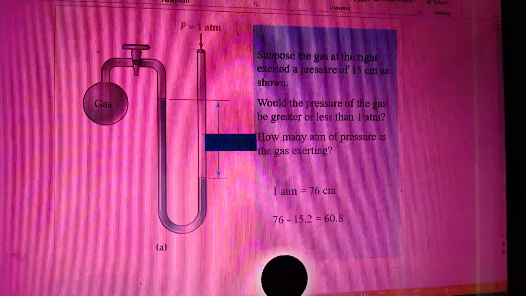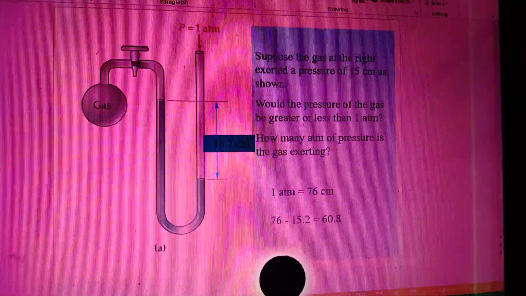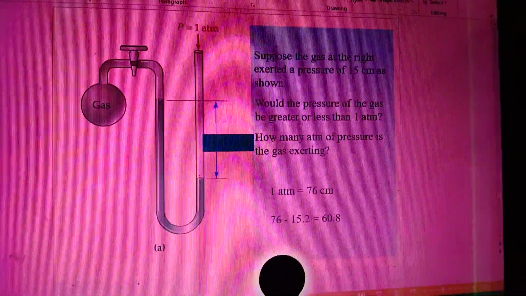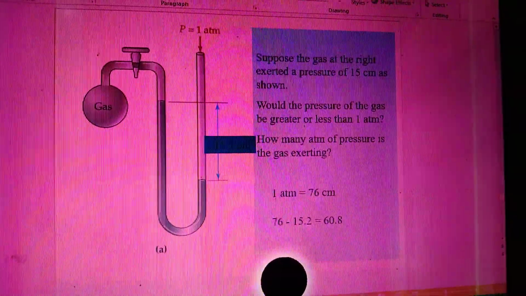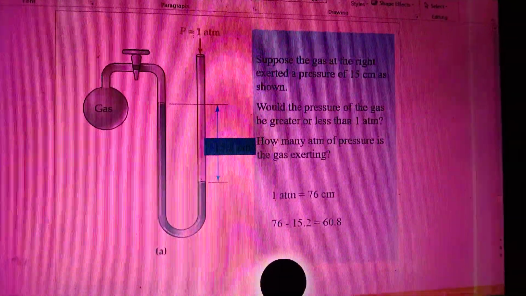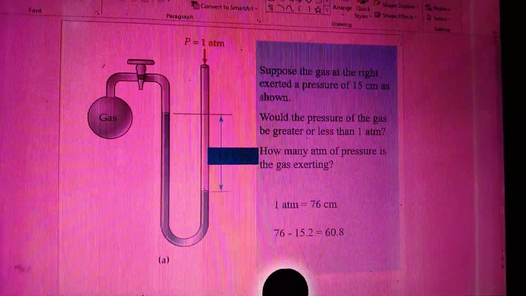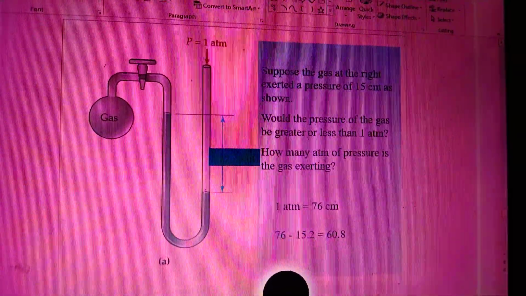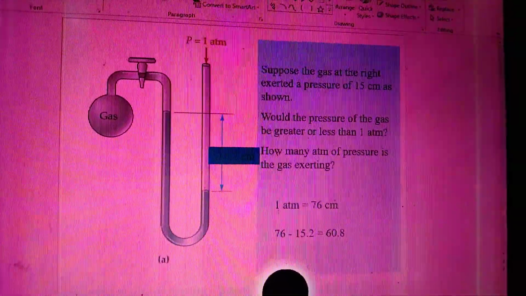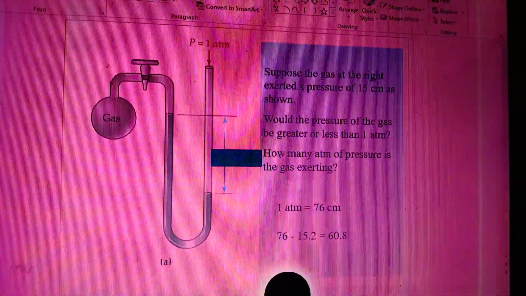So here's an example of the equation. P is equal to 1 atm. Suppose the gas at the right exerted a pressure of 15.2 cm as shown. Would the pressure of the gas be greater or less than 1 atm? How many atm of pressure is the gas exerting? So 1 atm is equal to 76 centimeters. 76 minus 15.2 is equal to 60.8.